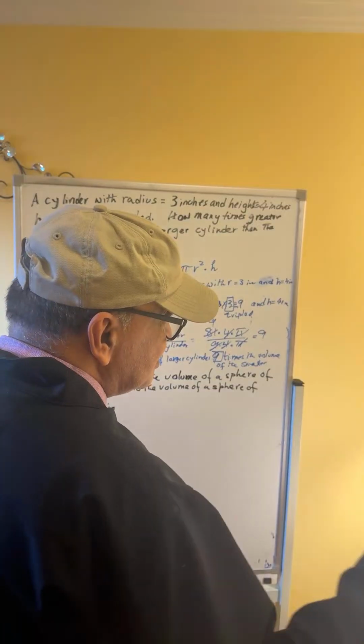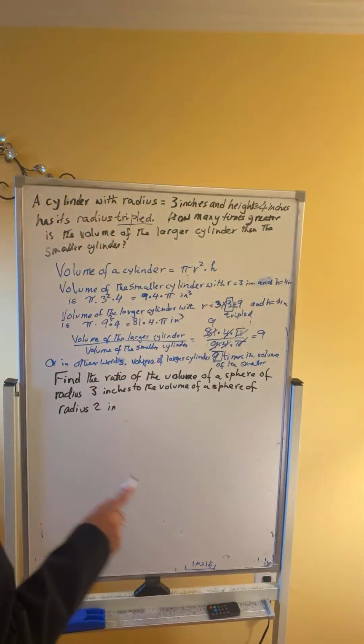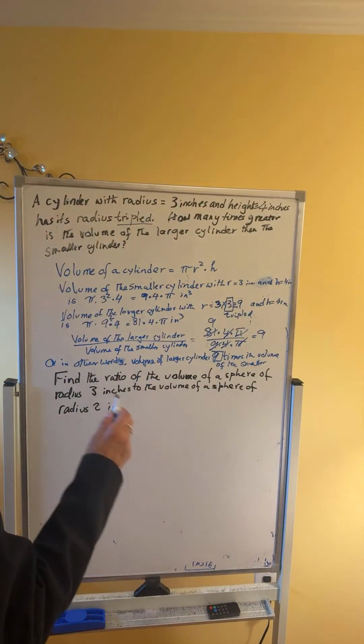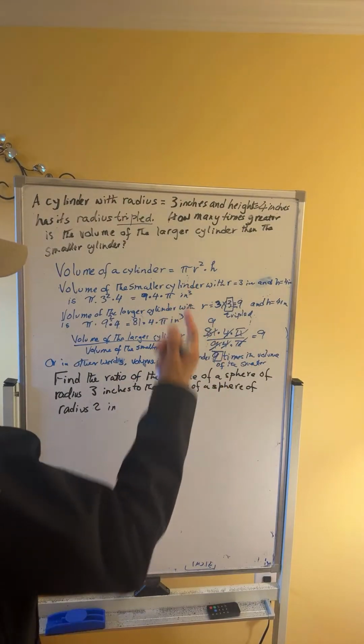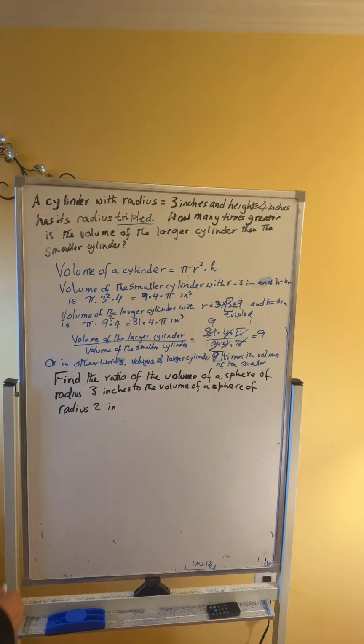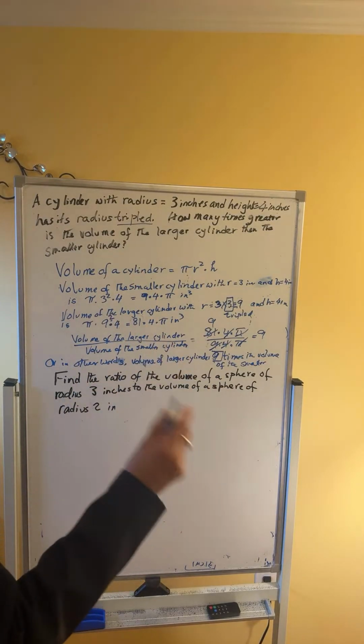Triple means you multiply it by 3 and then you square it, because you take the area of the base, which is a circle, pi r squared, and the height is h. The height is constant between the two cylinders.